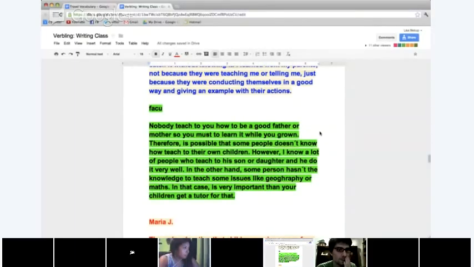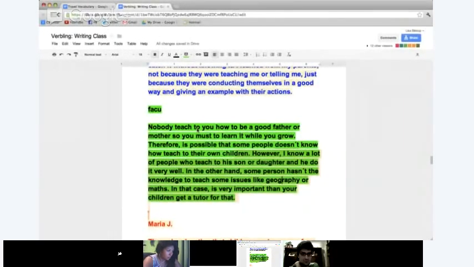Nobody teach you how to be a good father or mother, so you must learn it while you grown. Therefore, it's possible that some people doesn't know how to teach to their own child. However, I know a lot of people who teach to his son or daughter, and he do it very well. In the other hand, some person hasn't the knowledge to teach some issues like geography or math. In that case, it's very important that your children get a tutor for that.